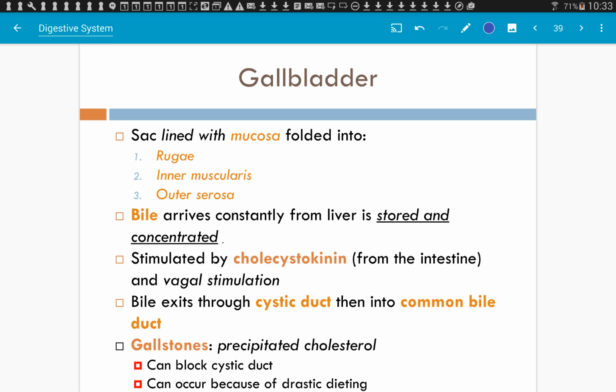One of the things that stimulates the release of bile is cholecystokinin. The other one is secretin. I don't know why we don't mention all of these. So cholecystokinin, and then vagal stimulation, so the vagus nerve, from the autonomic nervous system. Remembering that the right and left bile ducts come together, forming our cystic duct, joining to the common bile duct.